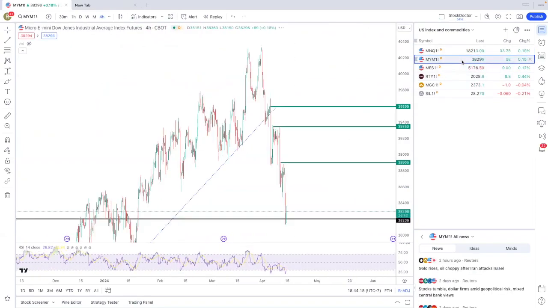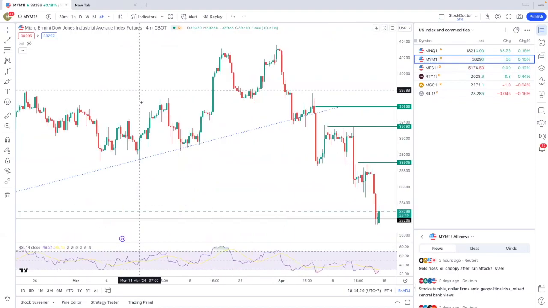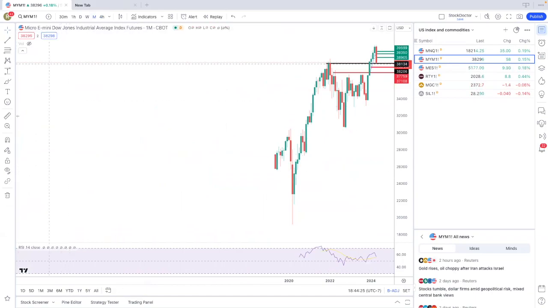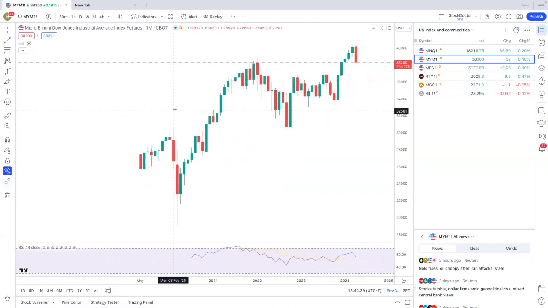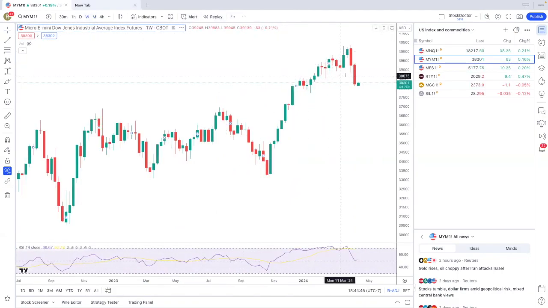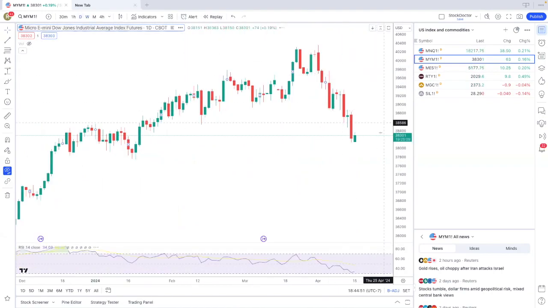Now we will talk about Dow Jones. Dow Jones, same thing. We see the monthly first. The monthly has given a downside of almost 4.5%. The monthly damage of the Dow Jones is more than Nasdaq 100. If we see the weekly chart, last week Dow Jones went down by 2.6%, and this is a day chart.